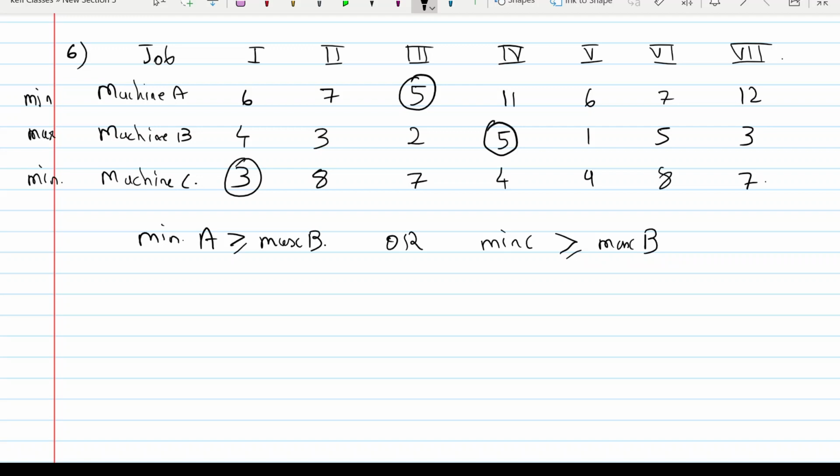Either this or this. It's like your truth table. This is true, this is false, no problem. The statement is true, you can go with it. This is false, this is true, the statement is true. Both are true, no problem. If both are false, you cannot solve the problem further.